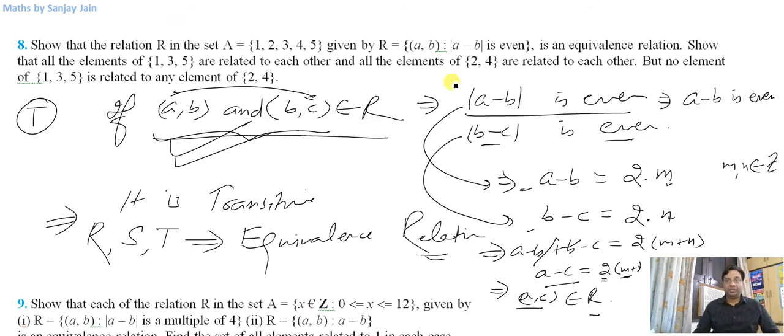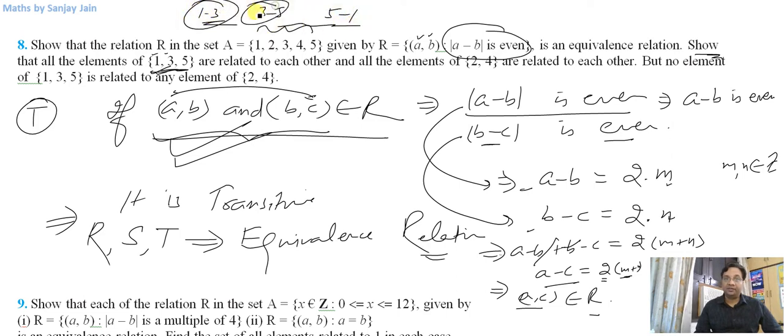Okay, I have to show something else also. Show that all the elements of the set {1, 3, 5} are related to each other. Obviously these are odd numbers. Out of these five, I have got three odd numbers, which are 1, 3, 5. The relation is defined as: the difference of any two numbers, or the entries of this ordered pair, is even. So the difference of any two odd numbers, 1 minus 3, 3 minus 5, 5 minus 1, any two odd numbers you take, their difference will be even.